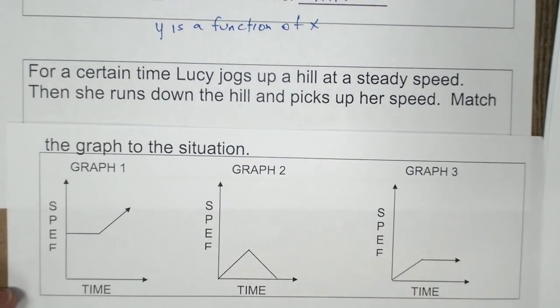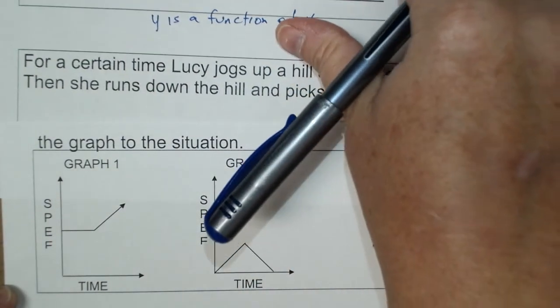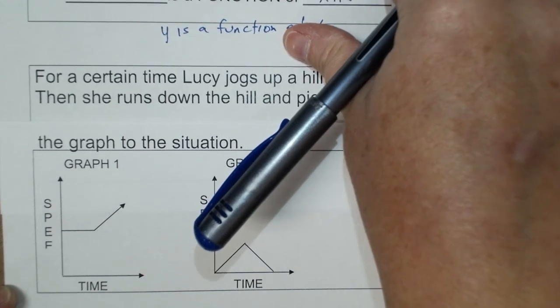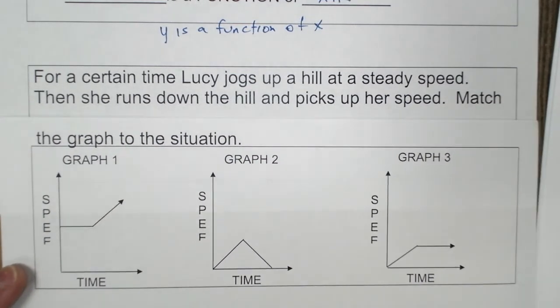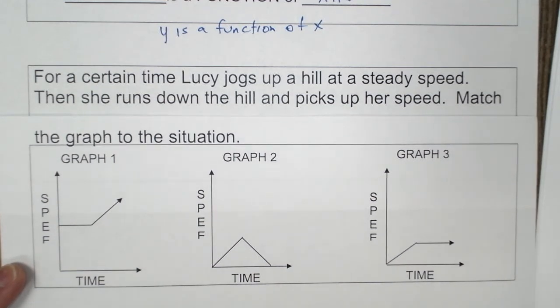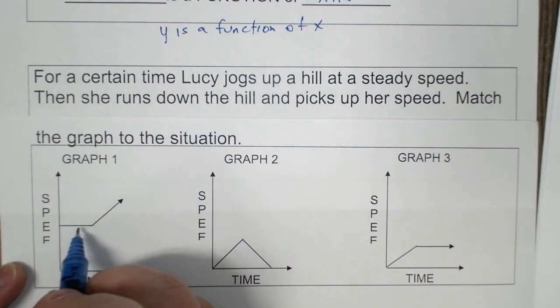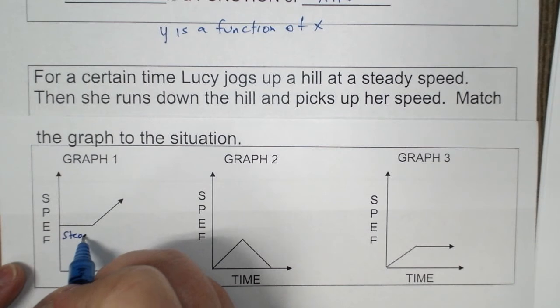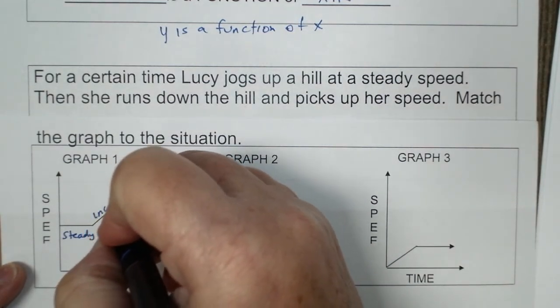Okay, it says for a certain time Lucy jogs up a hill at a steady speed, then she runs down the hill and picks up her speed. Match the graph to the situation. Okay, so I am going to label some things. This is a steady, and this is her speed increases.